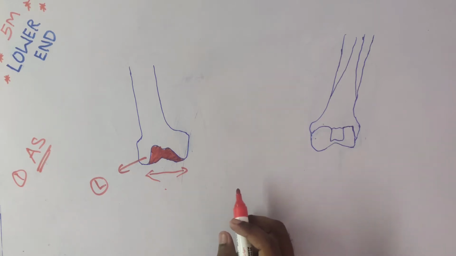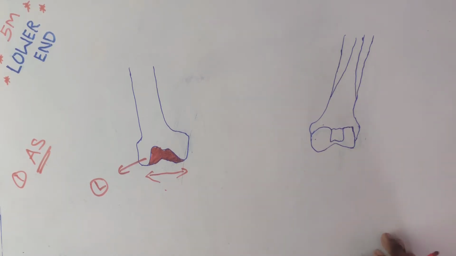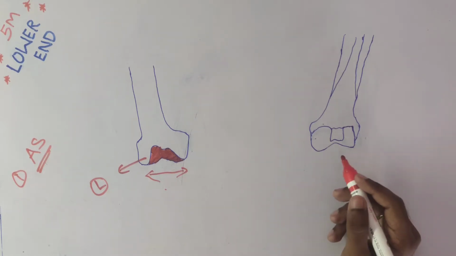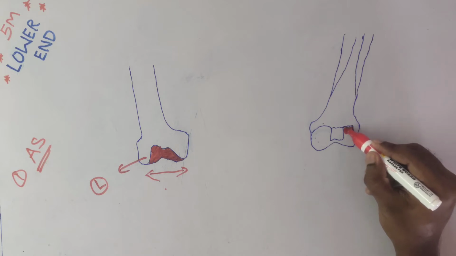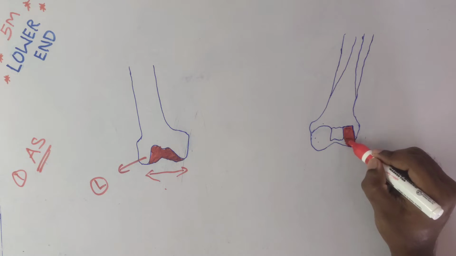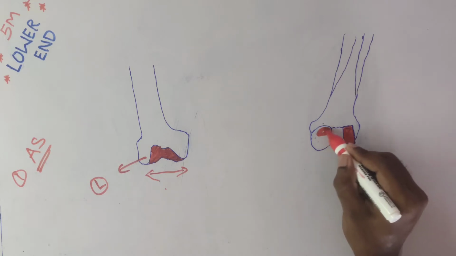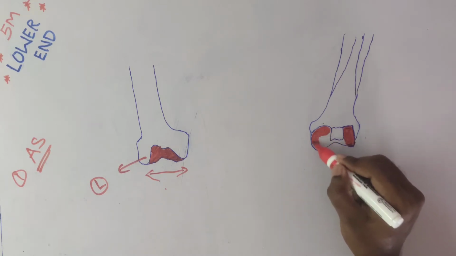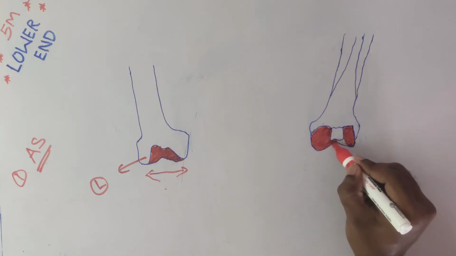Next, coming to the tibial surface. The tibial surface covers the inferior and posterior surface of the two condyles. I will tick this with red ink. This surface is called the tibial surface. This is the posterior region, and it covers the posterior as well as inferior region of the two condyles.